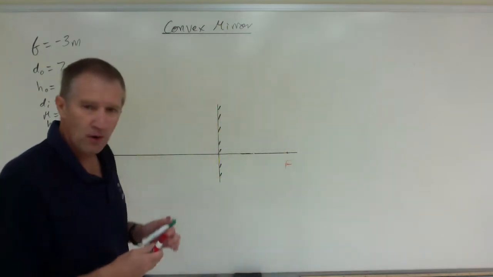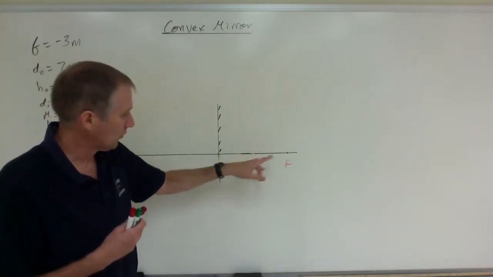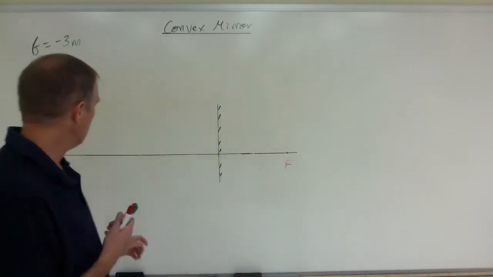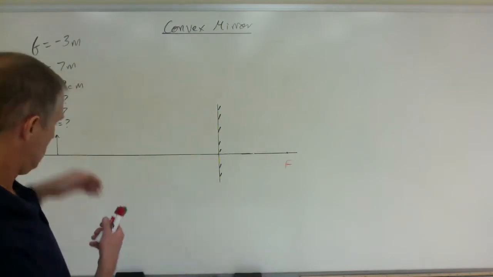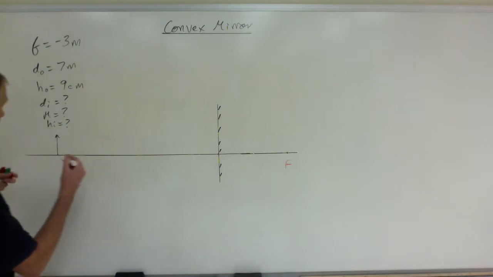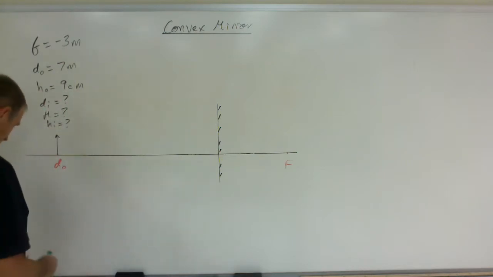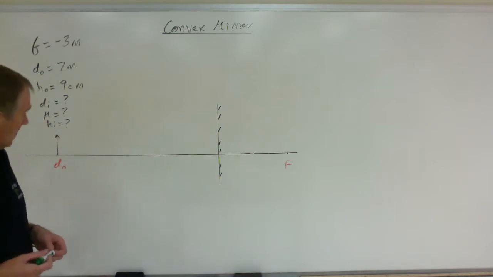In this problem, I made the focal length -3 meters, and I've used 10 centimeters to represent every meter. So there's your focal point, -3, because it's behind the mirror. The object is 7 meters in front of the mirror. So there's DO. And then HO, the height of the object, is 9 centimeters. We're going to look for the usual suspects. DI, where's the image located? What's the magnification? What's the size of the image?